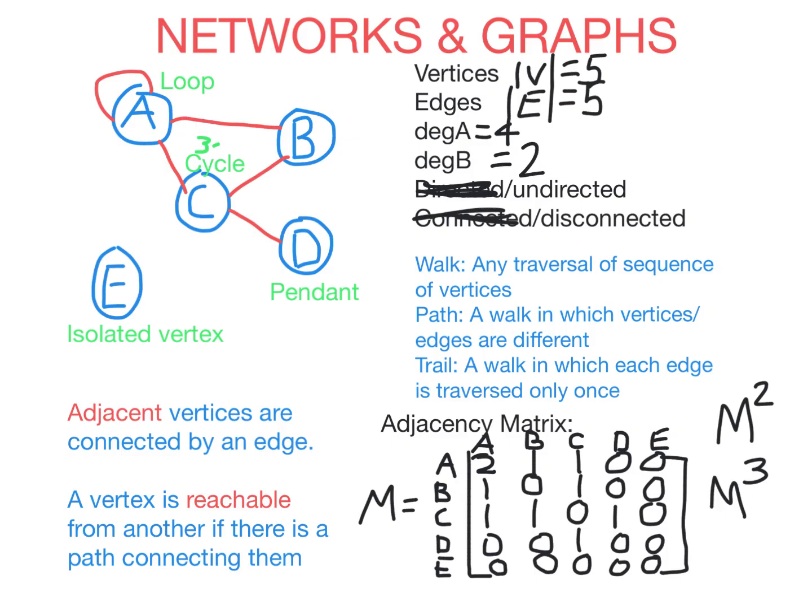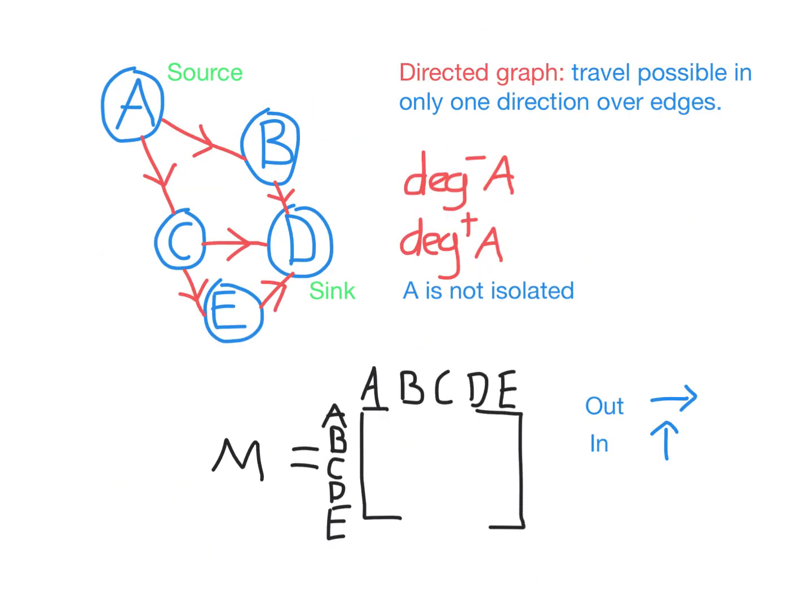All right, let's now look at an example of a directed graph. So this graph here is directed because travel is possible in only one direction along each edge. Now, this particular directed graph has a vertex known as a source. So a source is one that has edges going out from it, but none into it. On the other hand, it has a sink here at D, a vertex where vertices go into it, but not out of it. So when we're looking at the degree in a directed graph, we look at the degree coming in and the degree going out.